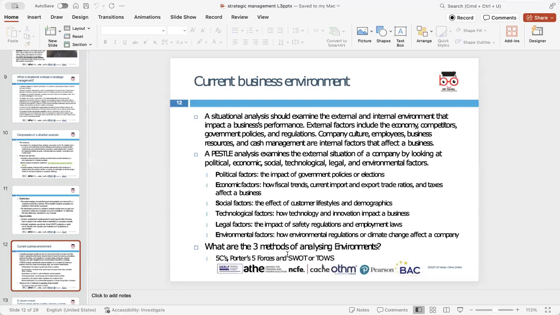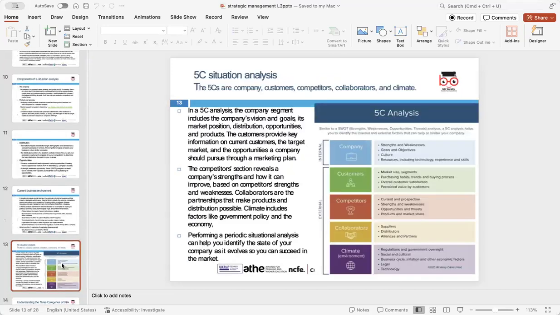So there are basically three common methods for analyzing the business environment: the five C's, Porter's five forces, and SWOT analysis. So, five C's analysis, situation analysis. The five C's are company, customers, competitors, collaborators, and climate.